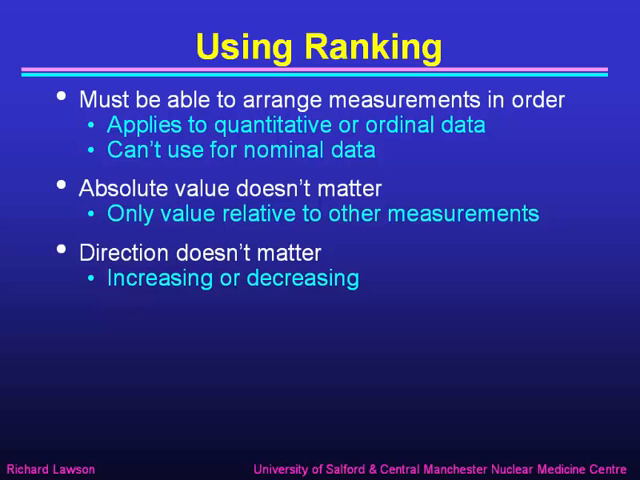Non-parametric tests can be performed in various ways. There are several tests that use ranking. To use ranking, you've got to be able to arrange the measurements in order. It can therefore apply to quantitative data, numbers that can be put into order, or to ordinal data, categories that can be ordered. But you can't use it for nominal data, qualities like red and green and blue, which can't be put into order. For ranking, the absolute value doesn't matter.